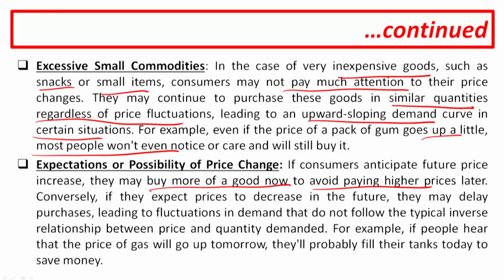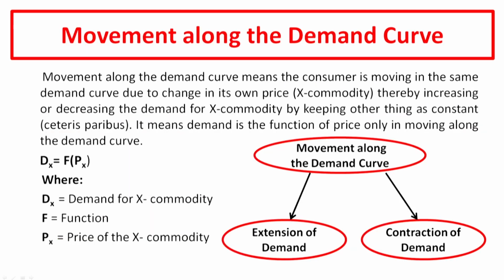now, to pass on the risk of the upcoming period. Conversely, if they expect prices to decrease in the future, they may delay their purchase, leading to fluctuations in demand that do not follow the typical inverse relation between the price and quantity demanded. For example, if people hear that the price of gas will go up tomorrow, they'll probably fill their tanks today to save money. So this is another example related to exception to law of demand.